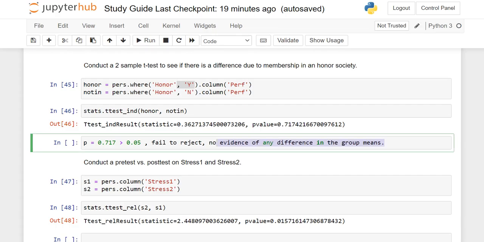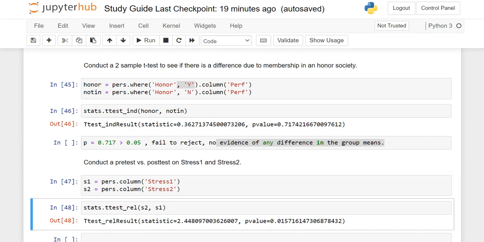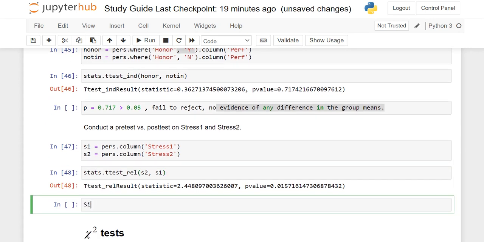Let's take a look at that. Okay. And so this is just taking stress 1. It was measured for everybody, so I can just do pers.column stress 1 and pers.column stress 2 to get my stress 1 and stress 2 measures, and then notice the p-value. Now the p-value is small, right? So since p equals 0.01571, that's less than alpha.